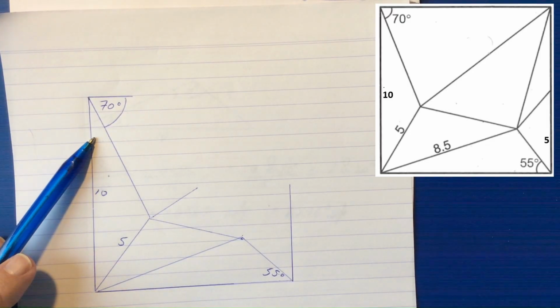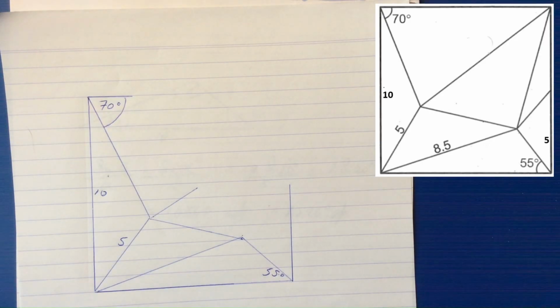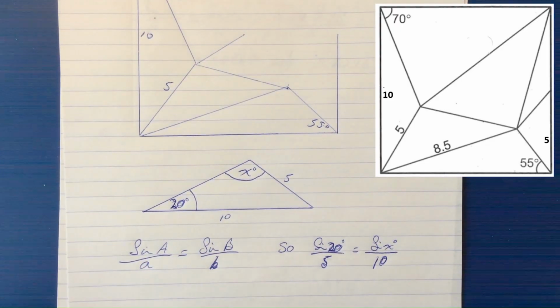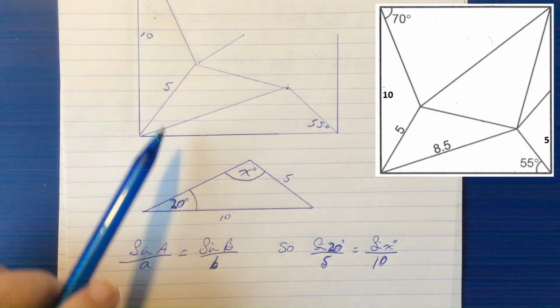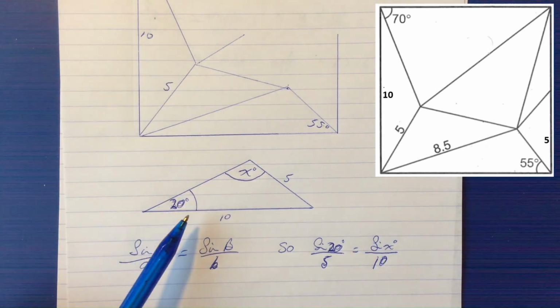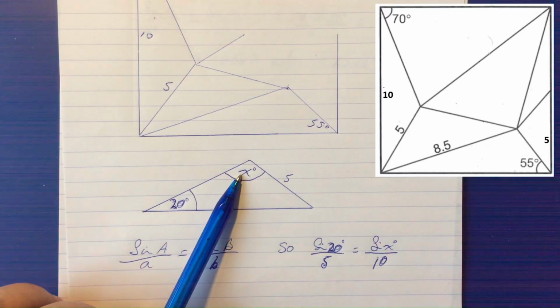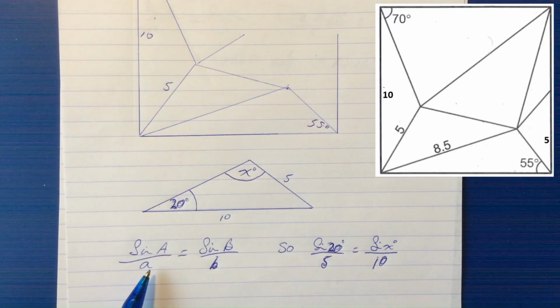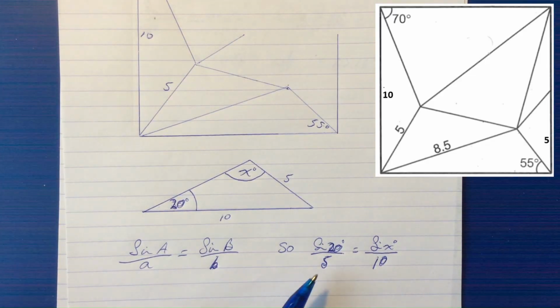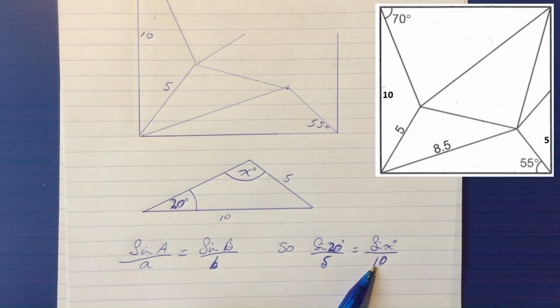And so what we can do is use the sine rule to figure out what this angle here is. And this is where things come to grief. So let me explain. If I just take this triangle out of the total problem and look at it this way, we have an angle here of 20, length of 10, length of 5, angle of x. We're told that sine A over A is equal to sine B over B, so the sine of 20 over 5 is going to equal the sine of x degrees over 10.